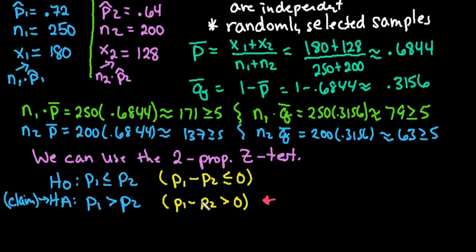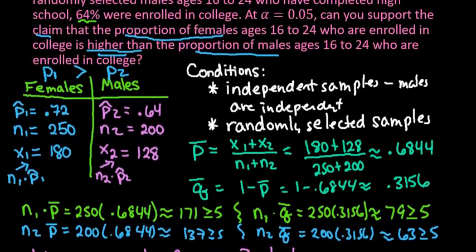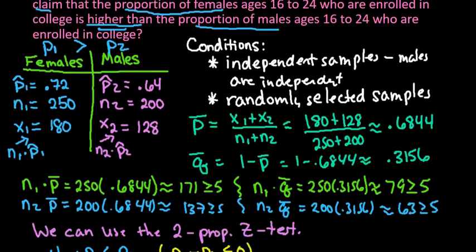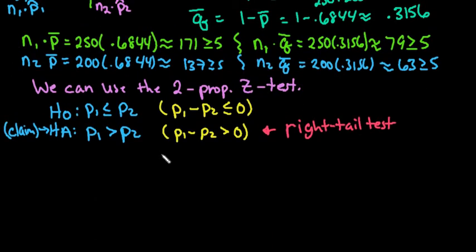Since this is greater than, we always look at the alternative to decide whether we have a left tail, right tail, or a two tail. Since this is greater than, we would have a right tail test. Okay, so that's important for when we go to shade. We do have to shade the right tail. Our alpha level that we are going to be using is 0.05, so I'm going to go ahead and write that down.